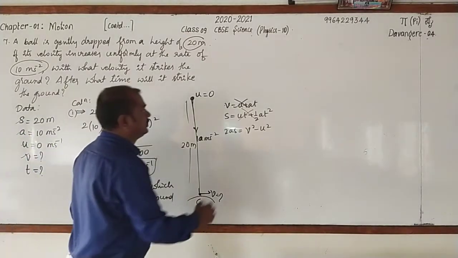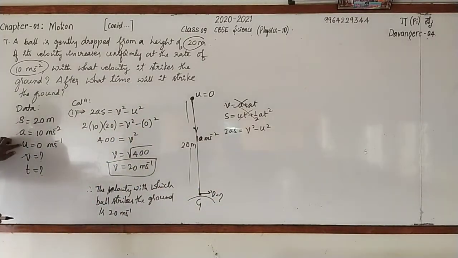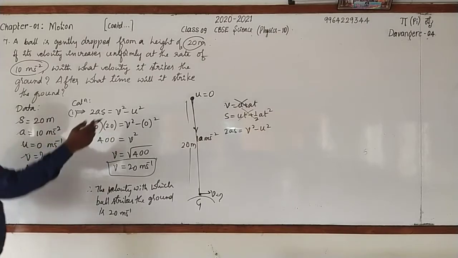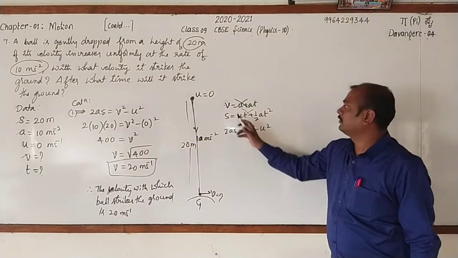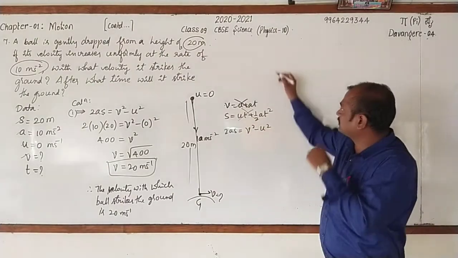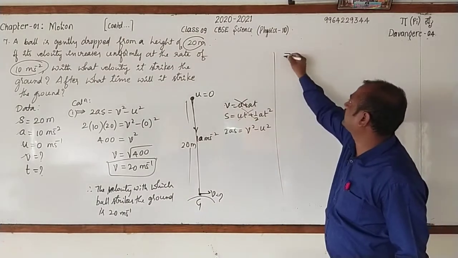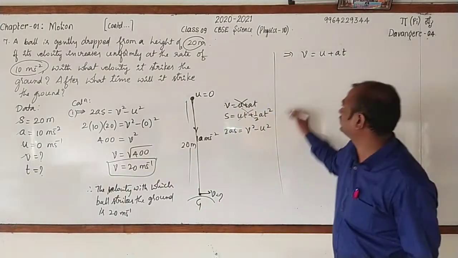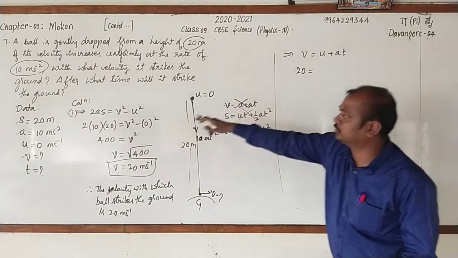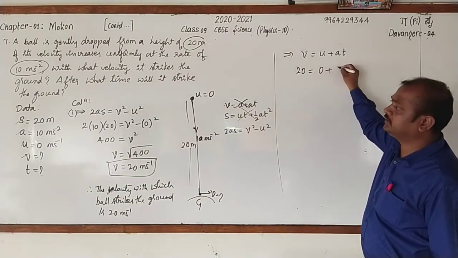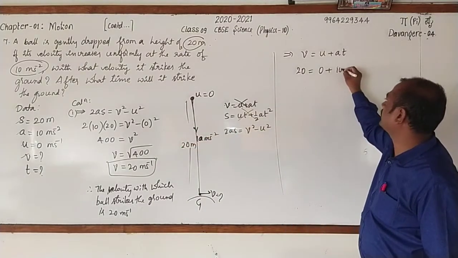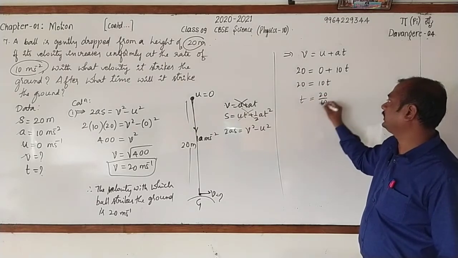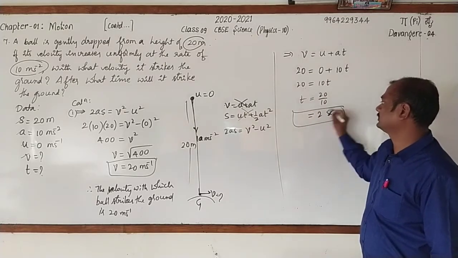So among these, we have S, A, U, T, and even V also known. Which one can be used? Either the first one or the second one, because in these two equations of motion, T is there. I take the first one, V equal to U plus AT. What is the final velocity? Just we have found out, it is 20 meter per second. U is 0 plus A is 10 meter per second square into T. 20 is equal to 10 T. T is equal to 20 by 10, which is 2 seconds.